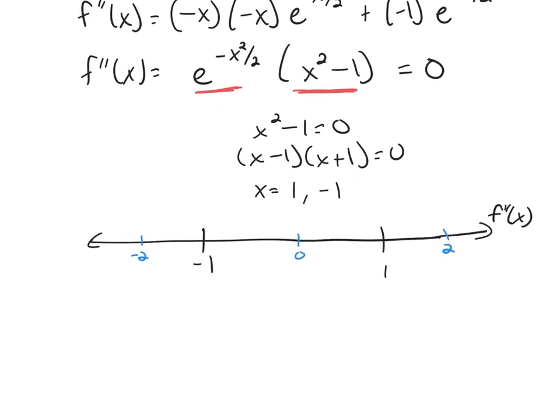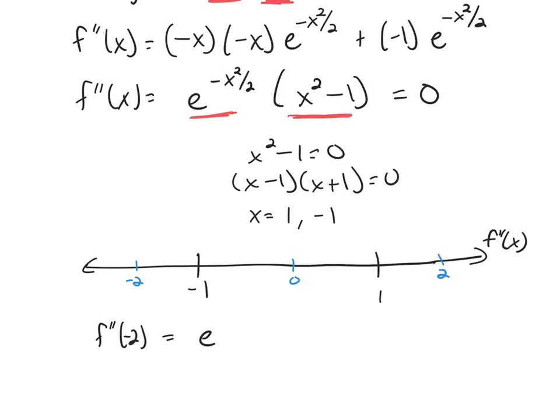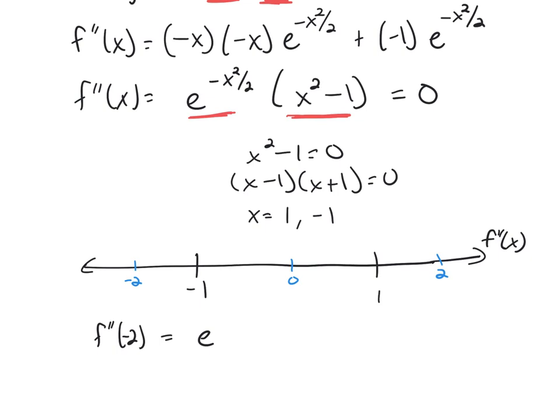So if I look at my second derivative, this is e to the negative x squared over 2 times x squared minus 1. Let's plug in negative 2. This will be e to the negative 4 over 2, negative 2, and then it'll be 4 minus 1. This is positive times a positive, so it's positive.